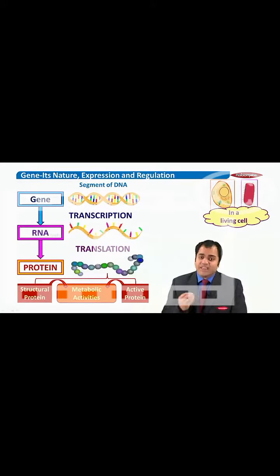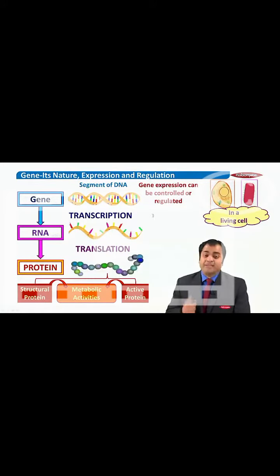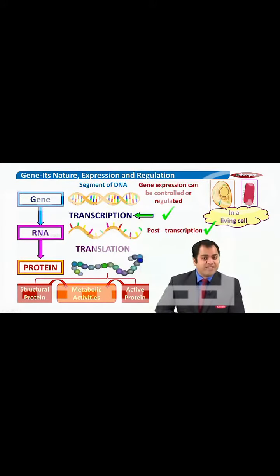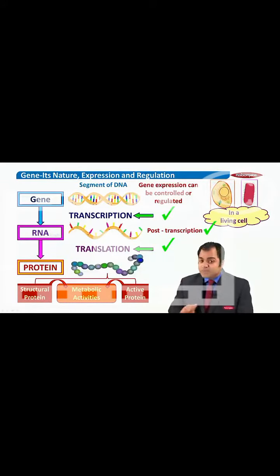Now how does the regulation of gene expression take place? Remember, regulation of gene expression could either be at the level of transcription, okay, it could also happen after transcription, that is called as post-transcriptional regulation, or it could also happen at the level of translation, right? Here I will throw light basically on the transcriptional control of gene expression.